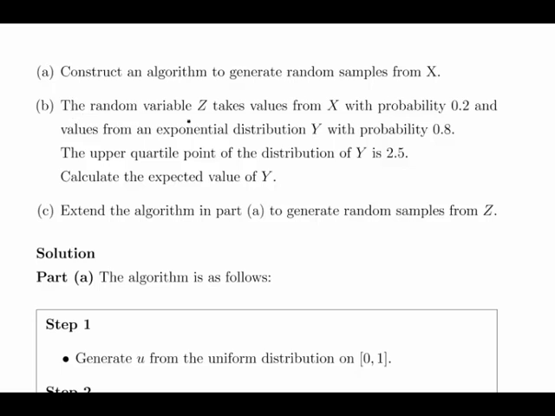The second question is the random variable Z takes the values from X with probability 0.2 and values from an exponential distribution Y with probability 0.8. The upper quartile of the distribution of Y is 2.5. So essentially what we have to do is figure out the parameter values of Y. Okay, so essentially what is the expected value of Y? We have to calculate lambda and the expected value of Y, which is 1 over lambda. So extend the algorithm in part A to generate random samples from Z.